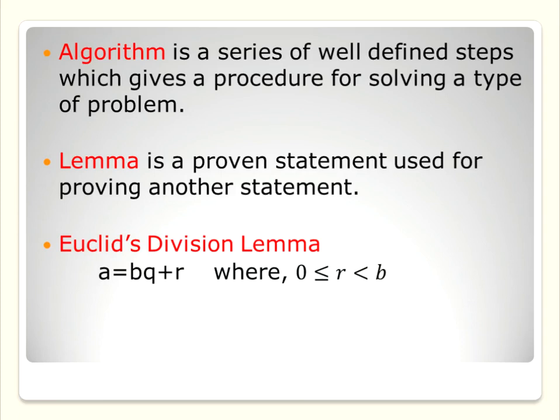Euclid's division lemma states that for given positive integers a and b, there exist unique integers q and r satisfying this equation, that is a equal to bq plus r, where r is less than b and greater than or equal to 0. Here q is considered as quotient and r is considered as remainder.